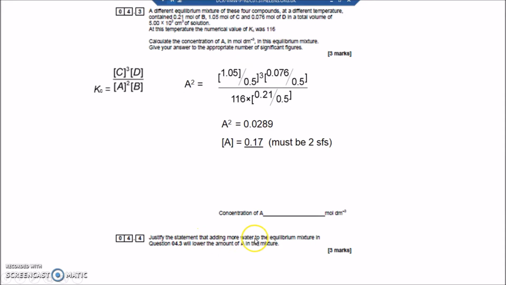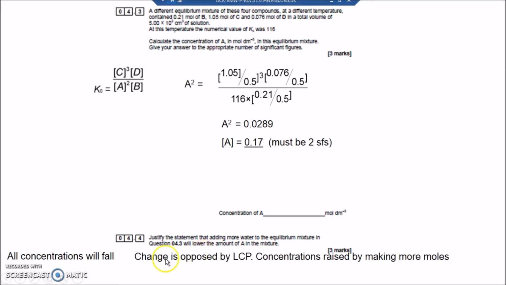Justify the statement that adding more water to the equilibrium mixture will lower the amount of A in the mixture. That's difficult for 3 marks. So first of all, you need to say that adding more water will lower the concentration of everything. Then Le Chatelier's principle says the system opposes any change. So any lowering of concentration means that the concentrations have got to rise. It needs to make more moles of chemicals.